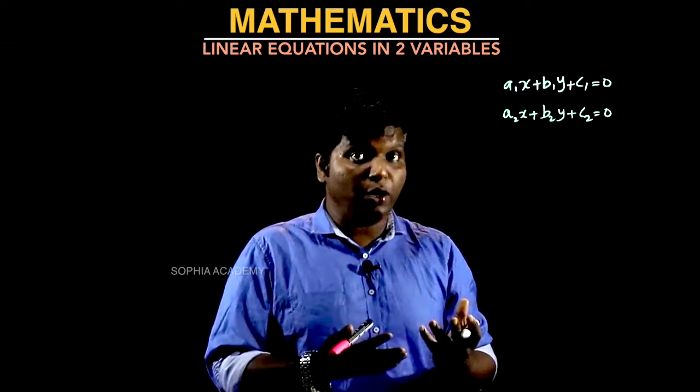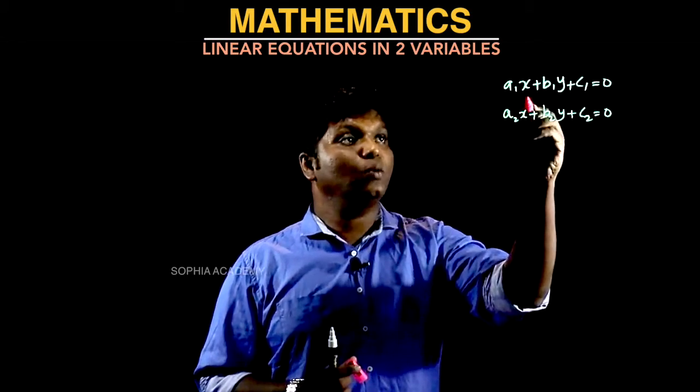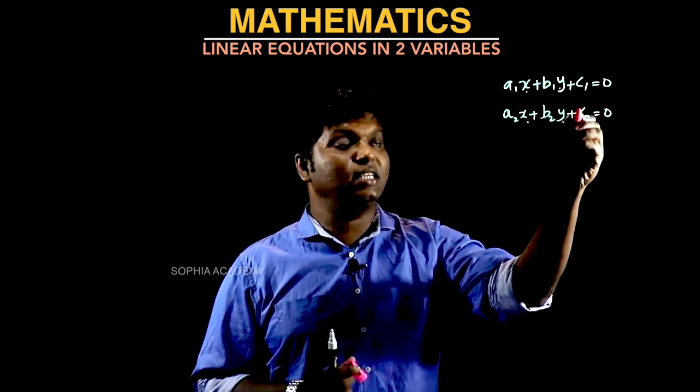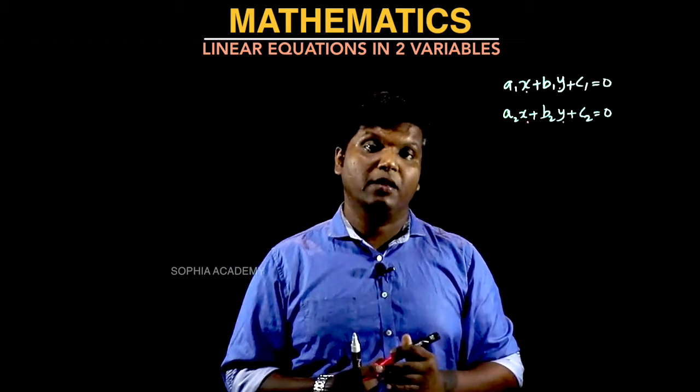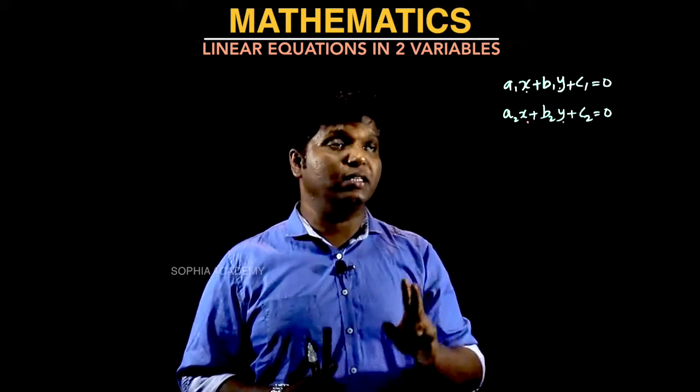As there are two equations, in both of these equations x and y are what we call the variables. Here also x and y, and c1, c2 are what we call the constant numbers. Regarding this, we are going to deal with this chapter. So from this, let me introduce two things.